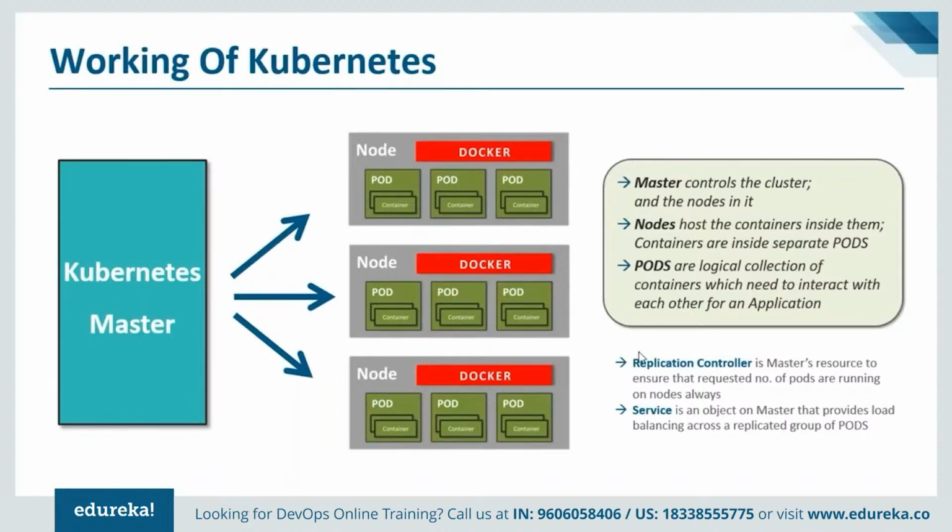And the other two terminologies which you should know are replication controller and service. Your replication controller is the master's resource for ensuring that the requested number of pods are always running on the nodes, right? So that's like an affirmation which says that, okay, this many pods will always be running, and these many containers will always be running. So you say it, and the replication controller will always ensure that's happening. And your service is just an object on the master that provides load balancing across a replicated group of pods, right? So that's how Kubernetes works.